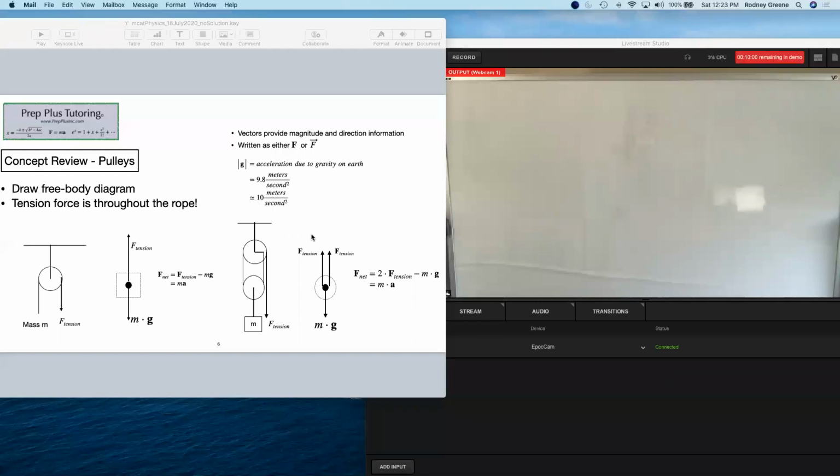And then the cool thing about pulleys is remember that the force of tension goes throughout the entire rope. So here we have two pulleys. One is fixed to the ceiling, and another one can move up and down as you pull.